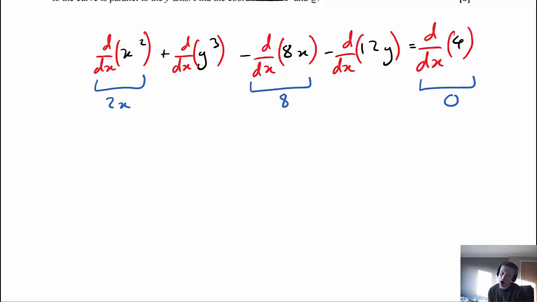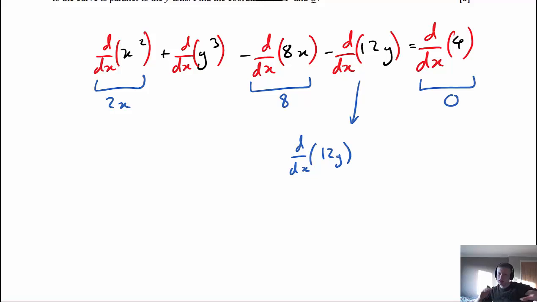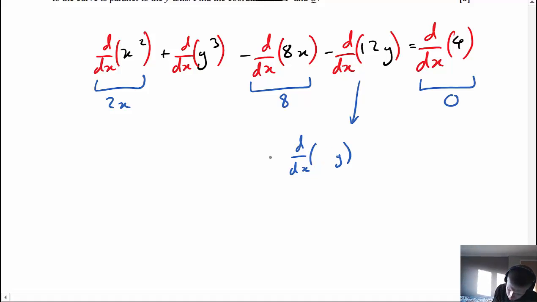Now let's look at the stuff which I can't currently differentiate. So let's have a look first of all at this thing here, in other words, d dx of 12y. Now, like we do with integration, we can just pull a number out the front. So anything which is a number, as long as it's not got y's or x's in it, if you've been multiplied by that number, then you can pull that number out the front. So I'm just going to pull that 12 out the front. Well, d dx of y, so this literally says differentiate y.